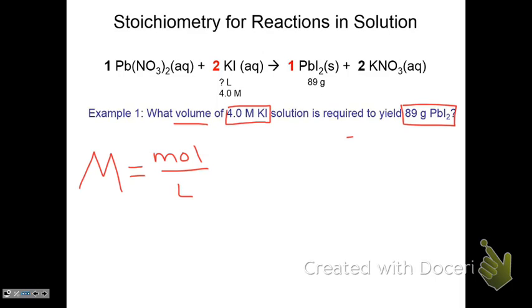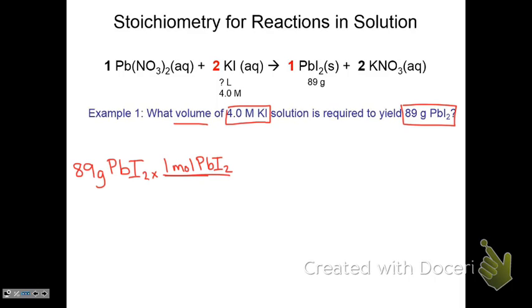Really, the only other bit of information I'm given is this 89 grams of lead iodide. So if I need to get moles of potassium iodide, I can go from grams to moles and use my mole ratios to end up with moles of KI. So that's what I'm going to do here. Let me just erase this so I have space to write. Alright, so I'm going to start with 89 grams of lead iodide. And first thing I'm going to do is convert to moles, right? Because grams are not useful for me. I need moles. Everything's got to be in moles.